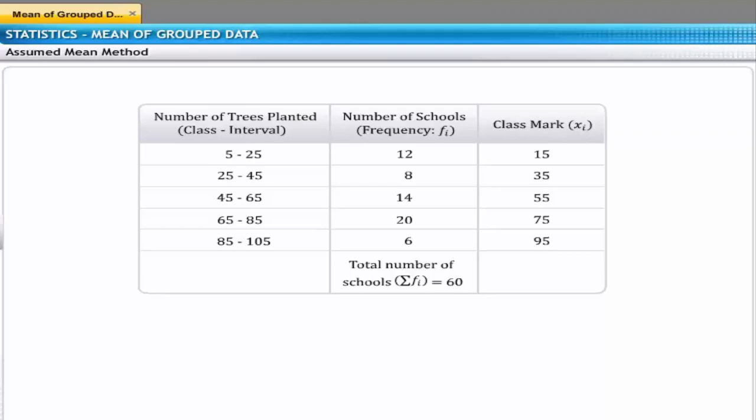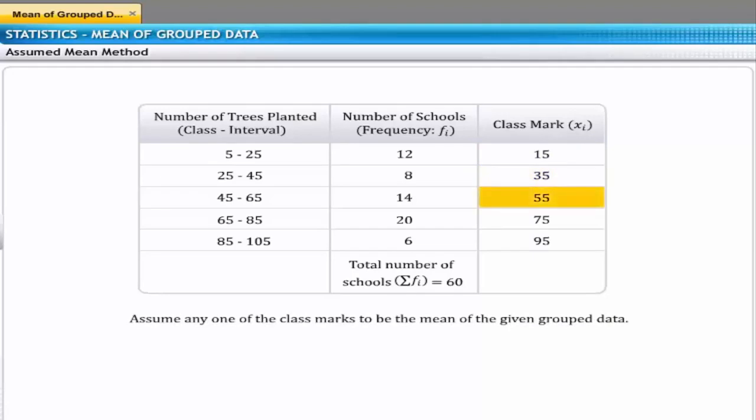We'll try using a different method, the assumed mean method, for finding the mean. This method can also be used when the size of the class is not the same. Observe the class marks for different class intervals. Let us assume any one of these class marks to be the mean of the given data. Let's choose 35 as the assumed mean denoted by A.